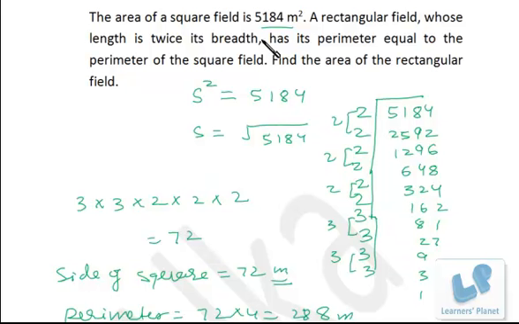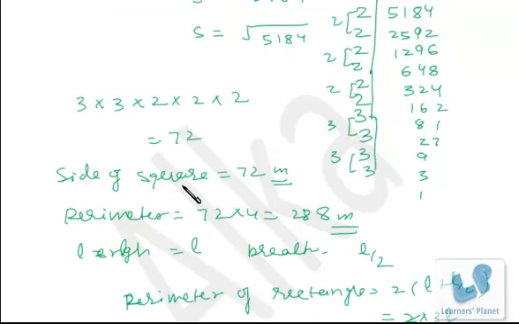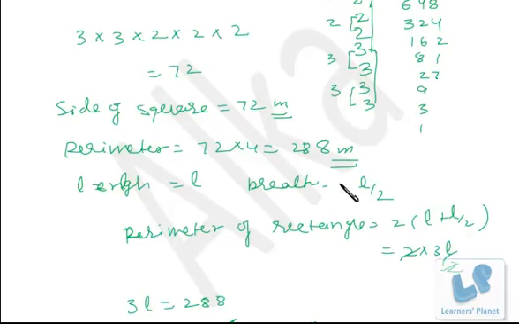Okay, let me go for a quick recap over here. The area of the square field is given, so I assume the side to be S. So S square is 5184. That means S will be the square root of 5184. By the prime factorization method, we find the square root of 5184. That comes to 72. Now that is the side of the square. So the perimeter will be 4 times that, 72 into 4. So that's 288.